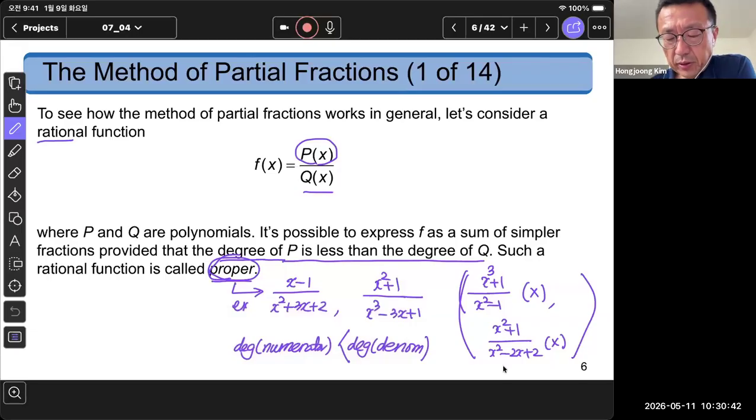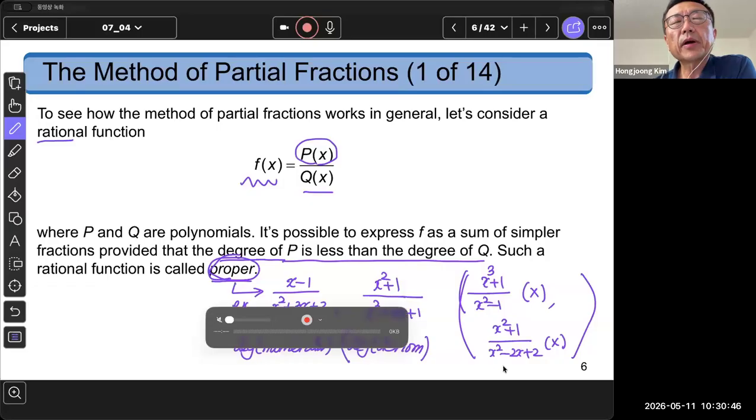Here is what I am telling you. We want to integrate a rational function, and so we want to integrate a rational function like this.